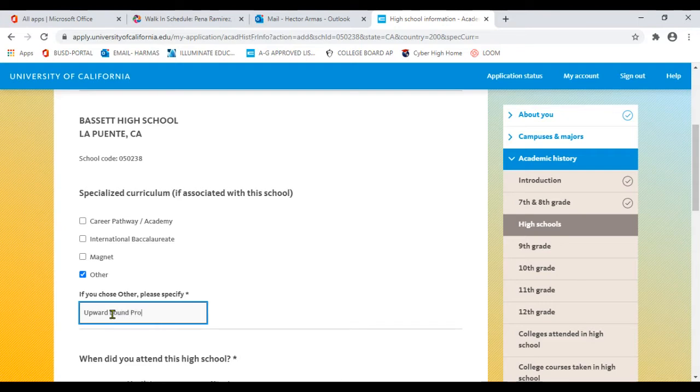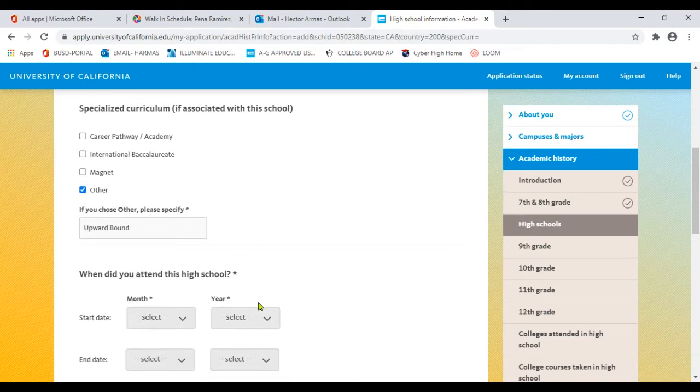Oh, it doesn't. Okay, so it just takes Upward Bound. And then you know what? Let's be very conscientious that we capitalize the letters that need to be capitalized.